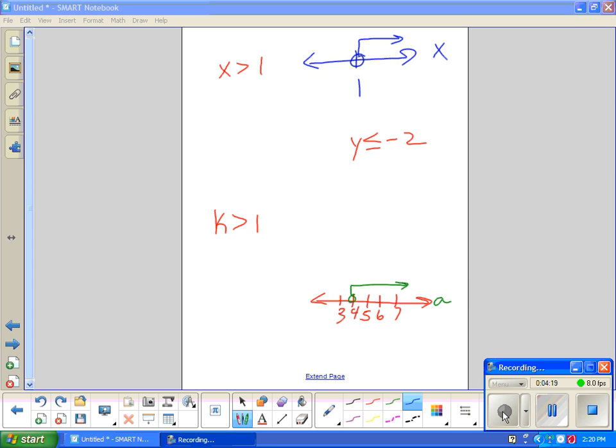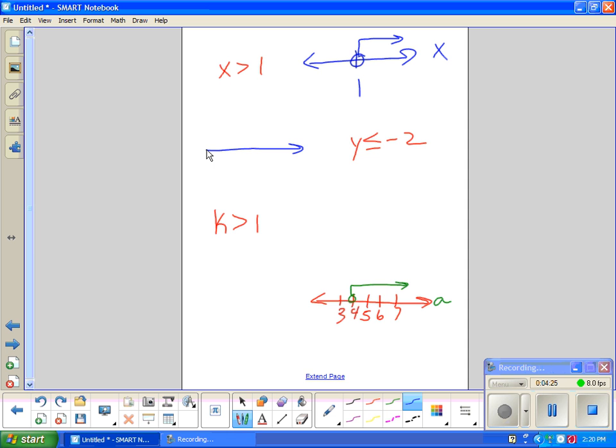Everybody, here we go. So this one says y is less than or equal to -2. Does everybody agree that's the bottom part? That's easy. I make the variable y. My value is -2, and boom, there's equal. Now what's it also say? Y is less than. Which way is less than, left or right? Left.